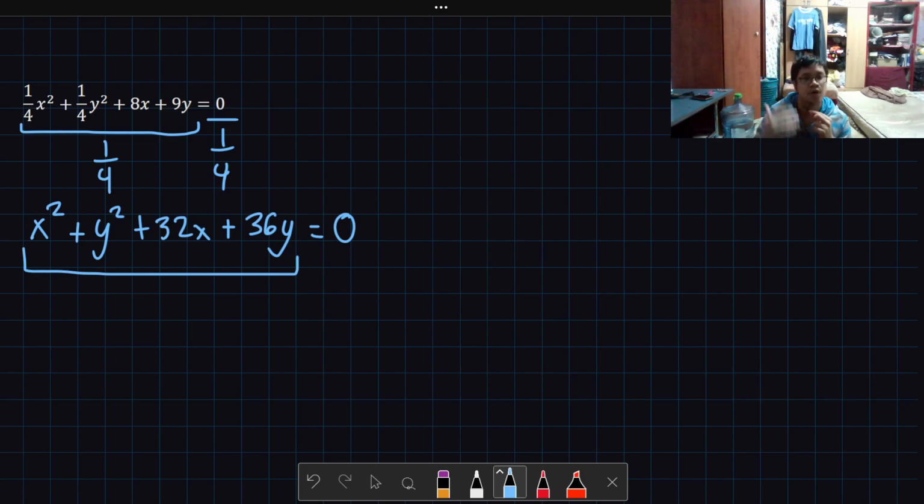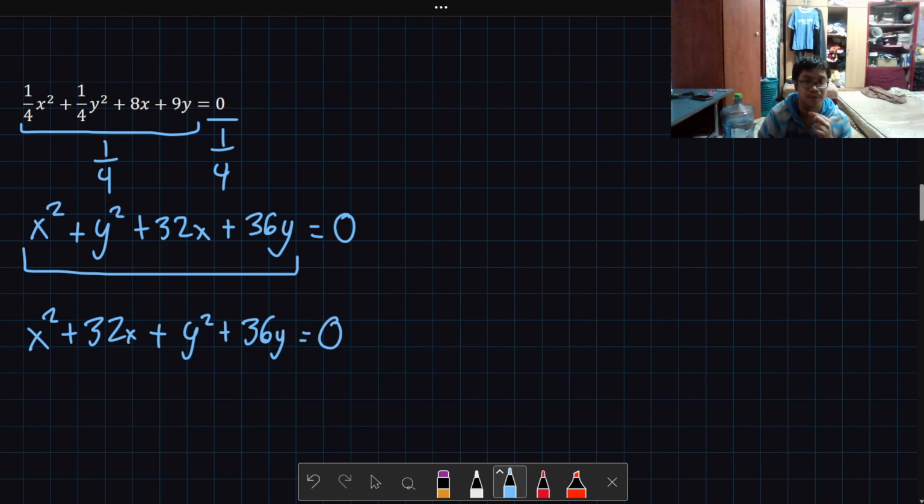Next step, we will what? On the left side, where all terms have variables, we will group all the x's and y's. So here we have x squared plus 32x plus y squared plus 36y is equal to 0. That's it. Then what's the next step?